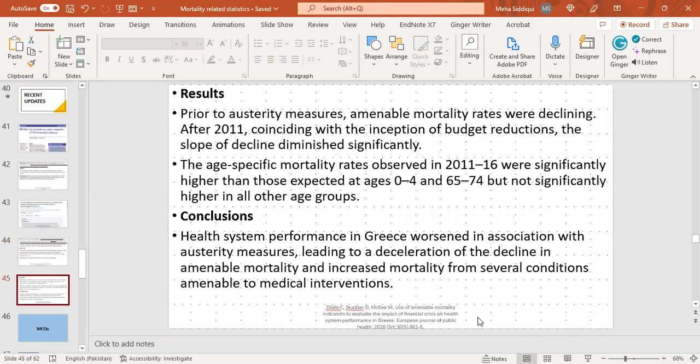Results: prior to austerity measures, amenable mortality rates were declining. After 2011, coinciding with the inception of budget reductions, the slope of decline diminished significantly. The age-specific mortality rates observed in 2011 to 2016 were significantly higher than those expected at ages 0 to 4 and 65 to 74, but not significantly higher in all other age groups. So, the conclusion is that health system performance in Greece worsened in association with austerity measures, leading to a decline in the reduction of amenable mortality and increased mortality from several conditions amenable to medical interventions.